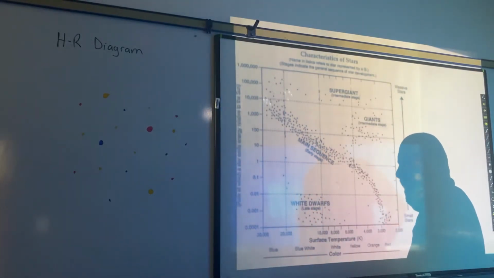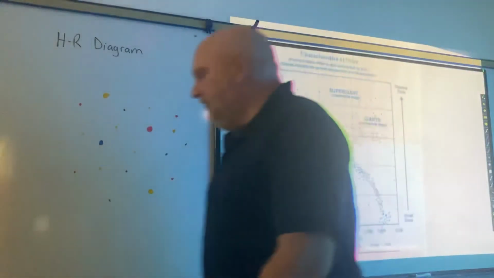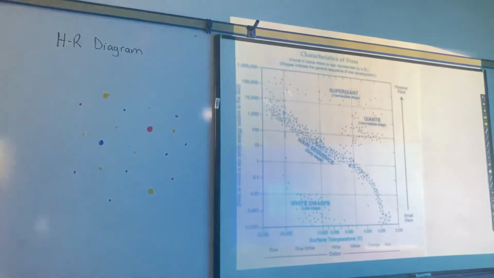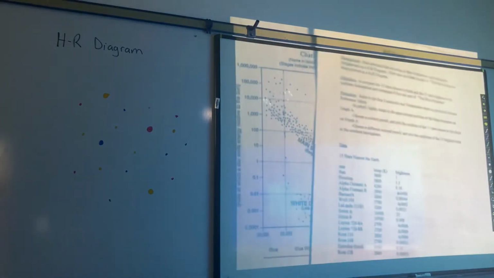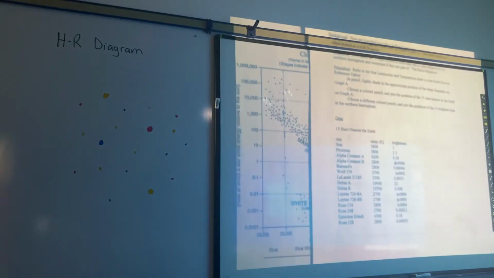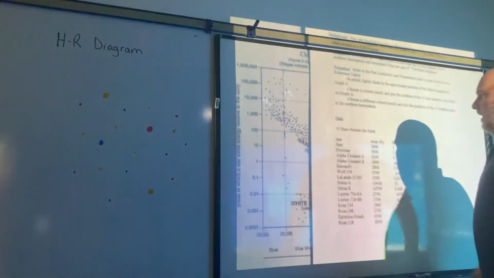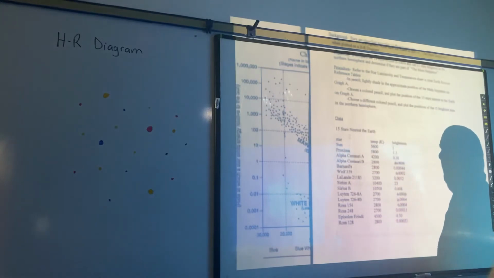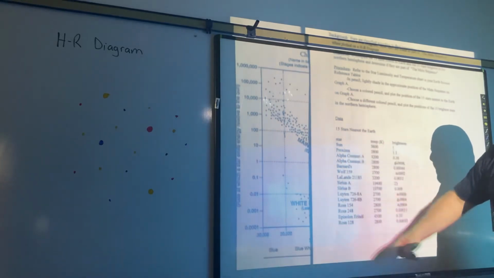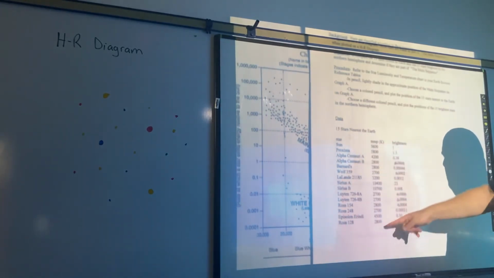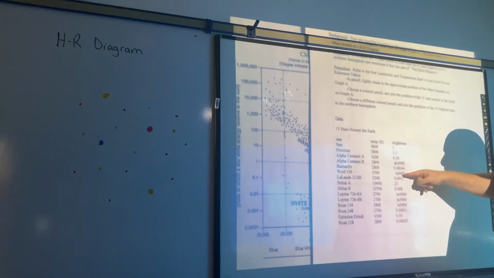All right, now what you're going to do in this lab is you are given a list of stars. And these stars here are the 15 nearest stars to the Earth. All right, so Sun's the nearest one, Proxima, Alpha Centauri, and so forth. 15 stars closest to the Earth. It gives you the temperature and it gives you how bright they are. Now notice a lot of these numbers are really, really small. 0.0004, that means they're very, very dim stars, but they're still a star nonetheless.